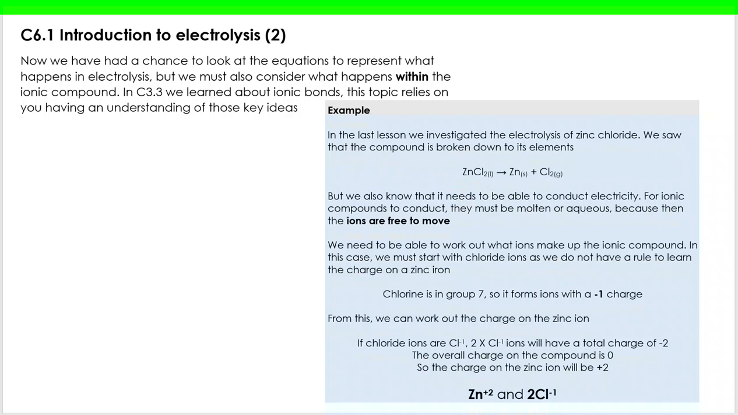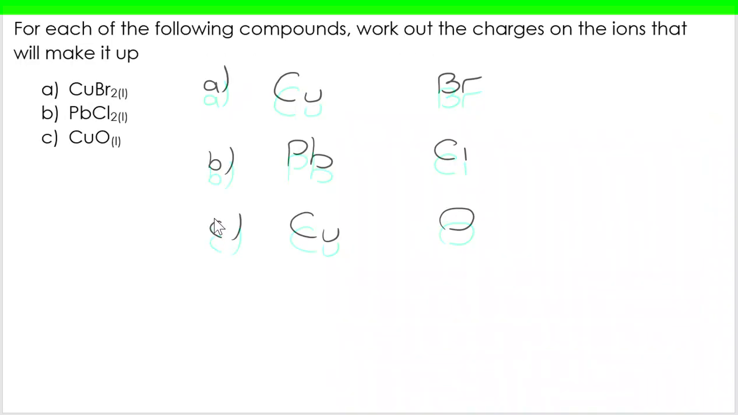We're going to do the same with 3 more examples. I've got copper bromide, lead chloride, and copper oxide. What will be the charges on the ions that make them up? Well, we've already touched on the fact that group 7 form ions with a -1 charge, so I can put my -1 and -1 in. Oxygen is in group 6. In group 6, to form an ion, you will gain 2 electrons to form a full outer shell. That means that group 6, we have a charge of -2 on the ions. And from there, we can work out the charges on the metals that they are bonded with. If oxygen is -2 in CuO, the copper must be +2.